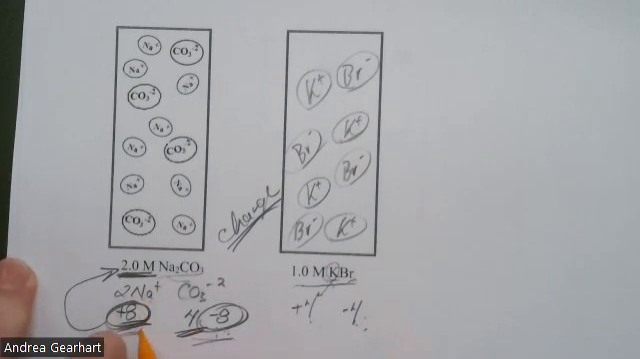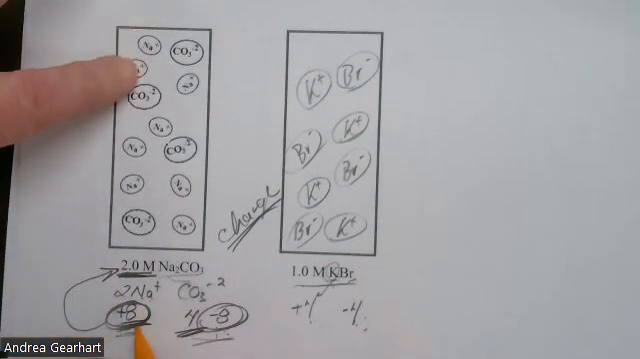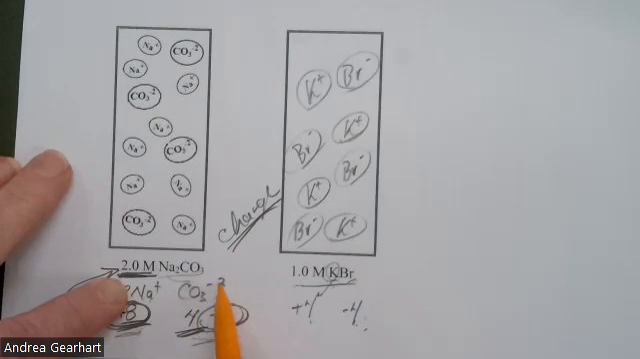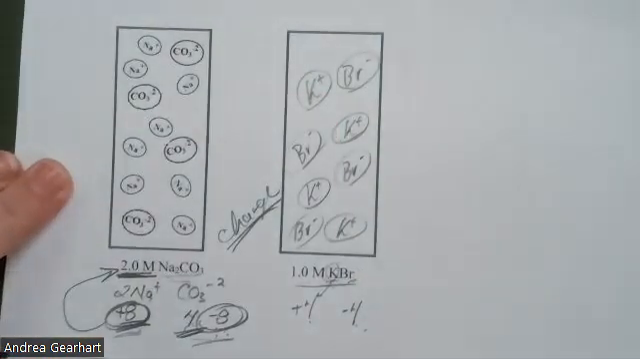Well, I will need a total of 8 sodium ions, right? Each gives plus 1. And I will need 4 carbonates. And that's what we have.